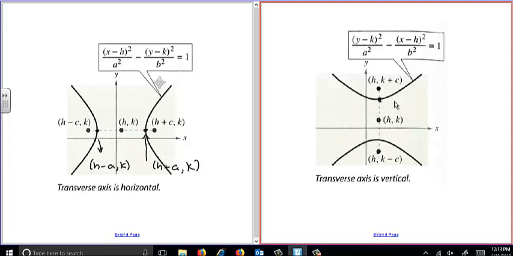The coordinate of the vertex is going to be h comma k plus a again, because a always goes with the positive thing. So you can't say a is x or b is y. It's a goes with the positive term. And down here the coordinates of the vertex would be h comma k minus a. Now you'll notice in neither one of these does b show up.